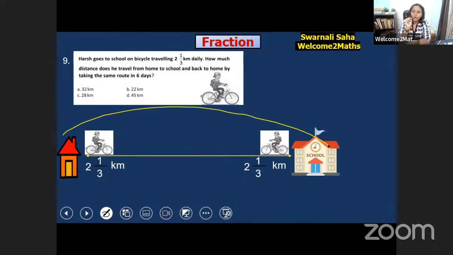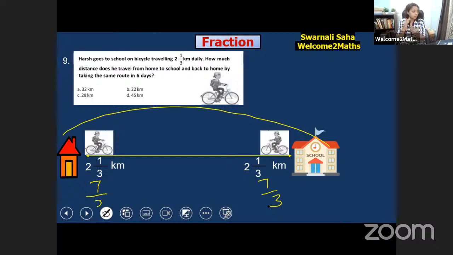Okay, so what you have to do? First, here you can see it is 2 and 1/3, so it is a mixed fraction. First we have to convert it into an improper fraction, and then we add. Whenever we convert 2 and 1/3 into an improper fraction, it would be 3 times 2 is 6, 6 plus 1 is 7. So it would be 7 by 3. Now here is also the same 7 by 3. So the total distance would be 7 by 3 plus 7 by 3.